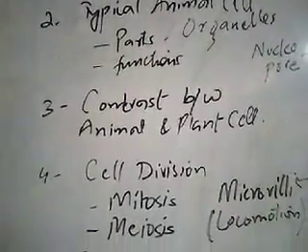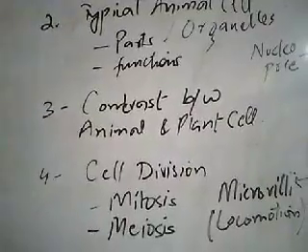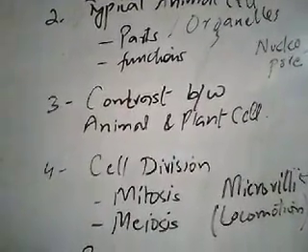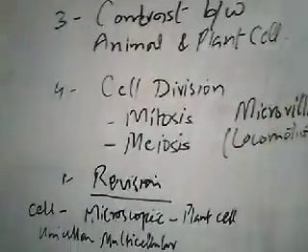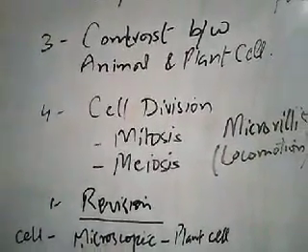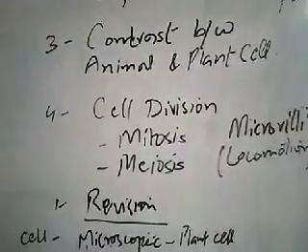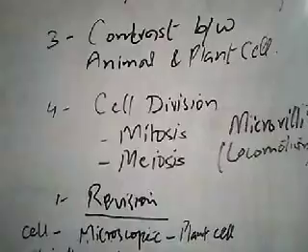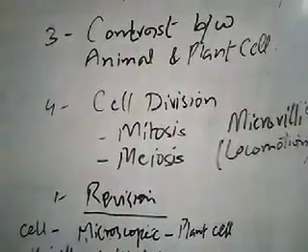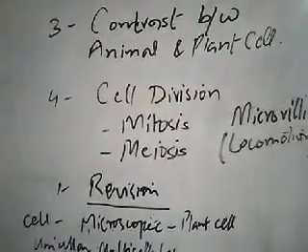Then we'll see what is actually the stark contrast between an animal and a typical plant cell, and then we'll move on to cell division, and we'll give reference to mitosis that is required for growth, and another kind of cell division, meiosis, which helps in reproduction and reproductive processes.